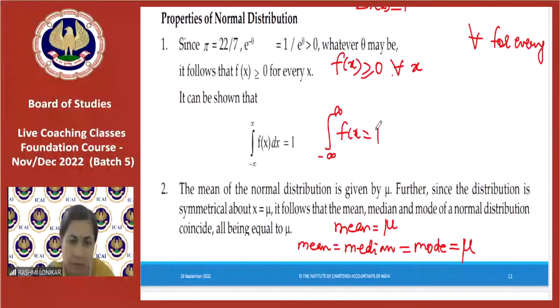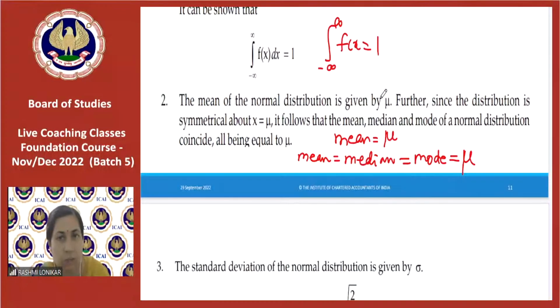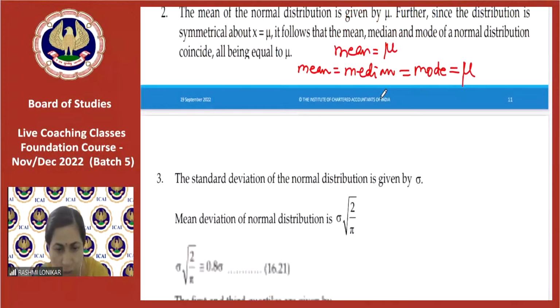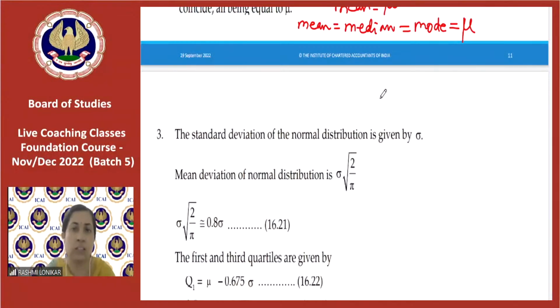So the first property is that area under the curve is equal to 1. Also f(x) is always greater than or equal to 0 for every value of x. Second is mean, median, mode is equal to mu. The third property is, okay, now these are the things that you use while solving the problems also.